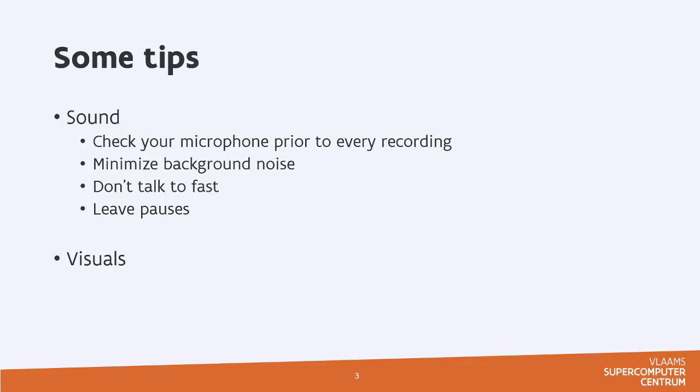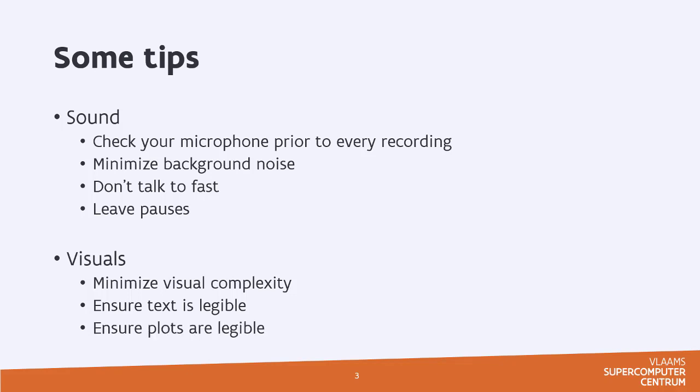With respect to visuals, minimize visual complexity. If an image is too complicated, it's hard to follow and it will make your narrative more difficult to understand. Also ensure that text is legible. So, been there, done that, especially for code, it's quite important that people can actually read it. And of course the same goes for plots and other images. They should be easy to read, even on somewhat smaller resolutions.